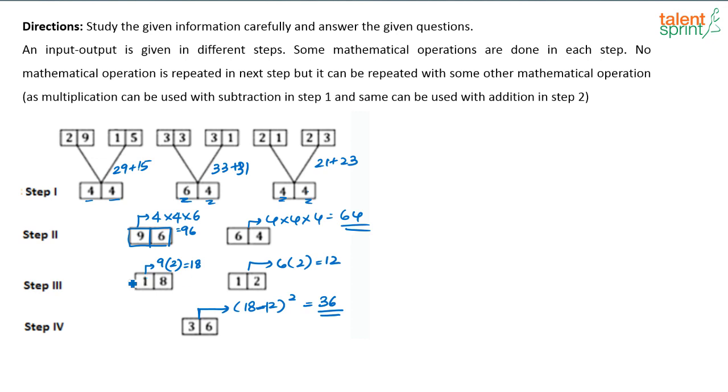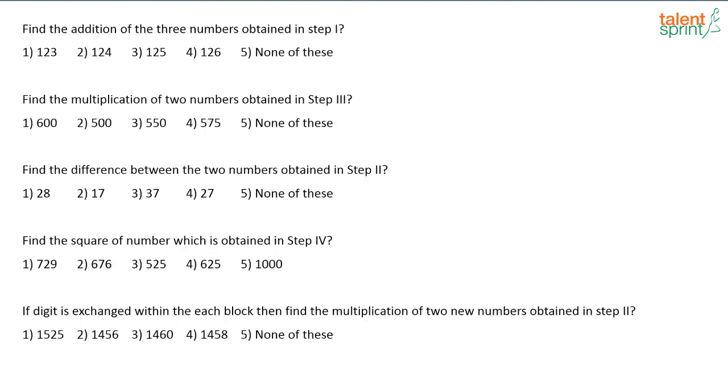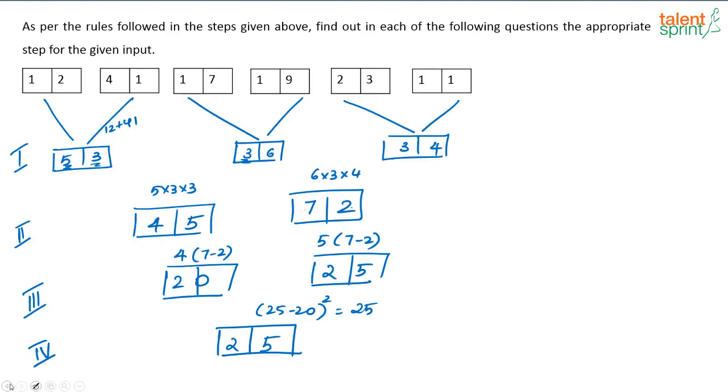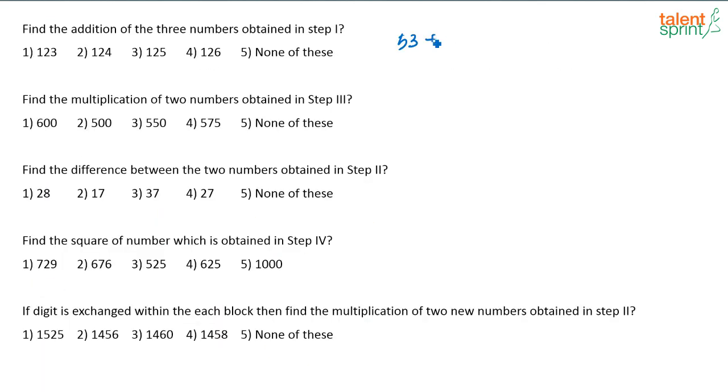So okay, next. Now look at the questions that follow. Find the addition of the three numbers obtained in step 1. So these are the three numbers obtained in step 1: 53 plus 36 plus 34, which is equal to 123. Option 1.